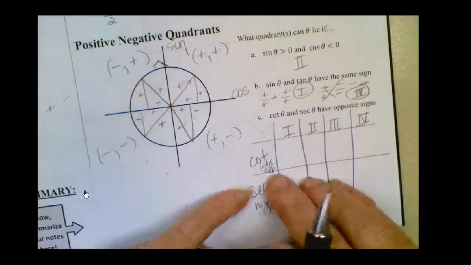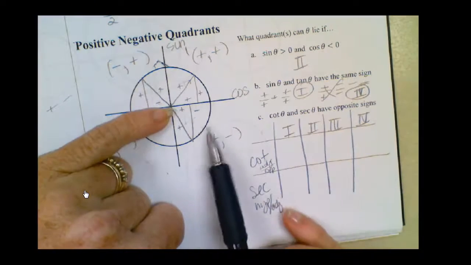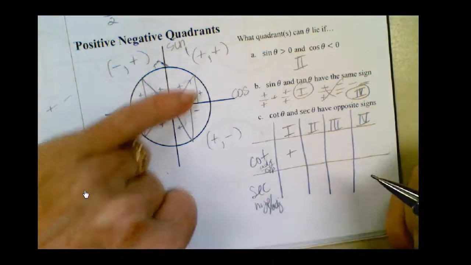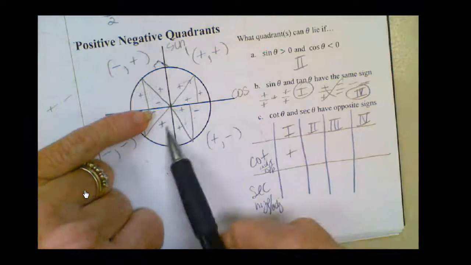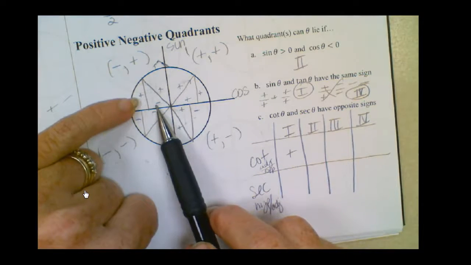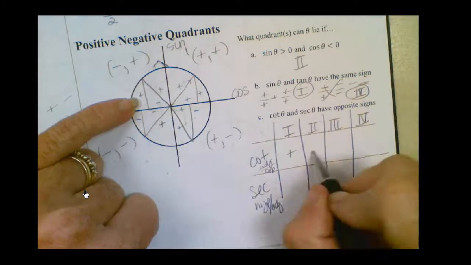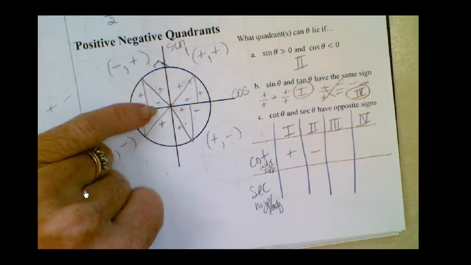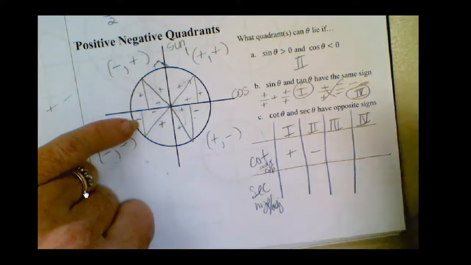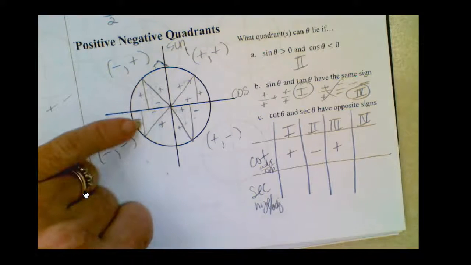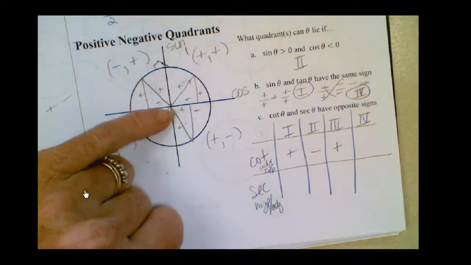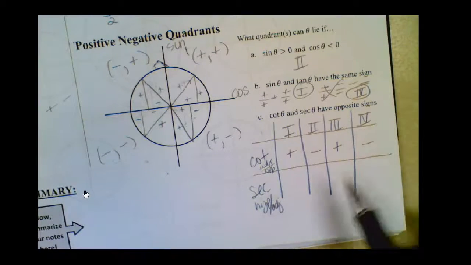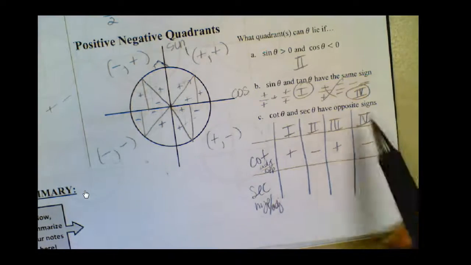So let's just do these one at a time. So here, adjacent over opposite is going to give me positive divided by positive. Here, I have adjacent over opposite, so that's going to be a negative over positive. That's negative. Down in quadrant 3, I have adjacent over opposite, which is going to give me a positive, because negative divided by negative is positive. And here I will have adjacent over opposite, which will give me a negative. Okay? Now let's see which secants have opposite signs.